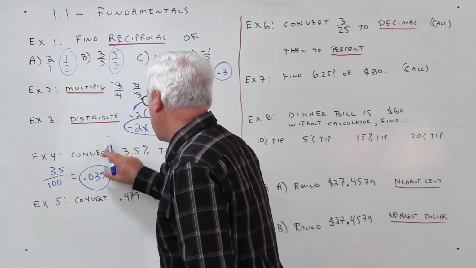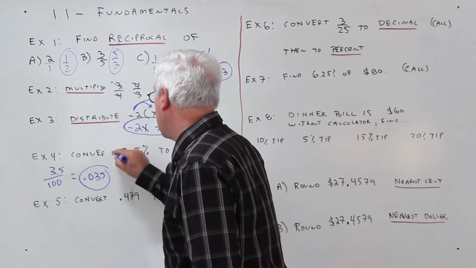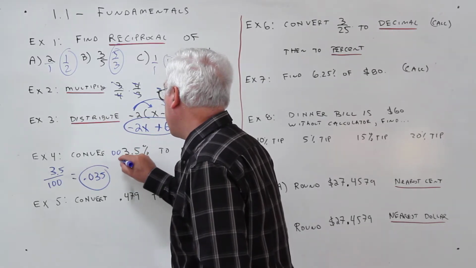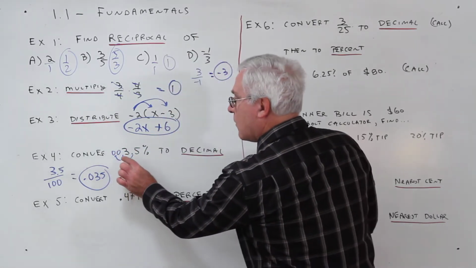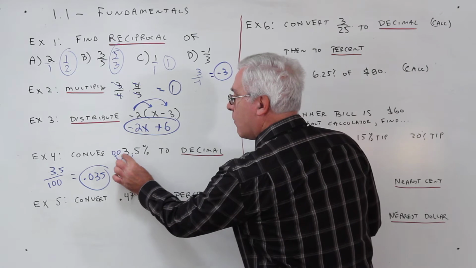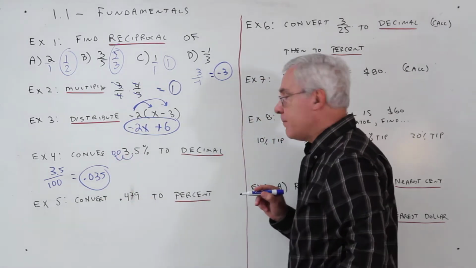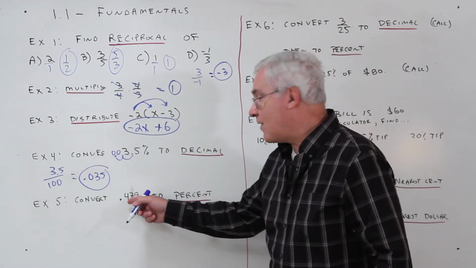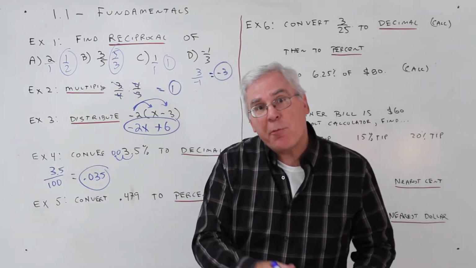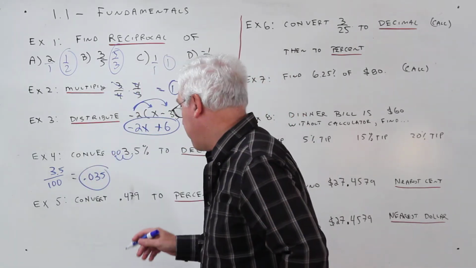Another way of doing it, instead of dividing by 100, we could just move the decimal 2 places. So I could put some leading zeros here. So I could go 1, 2, and hopefully you can see 0.035, the same thing.